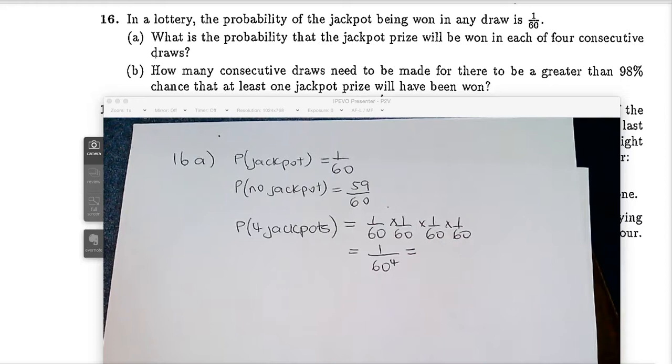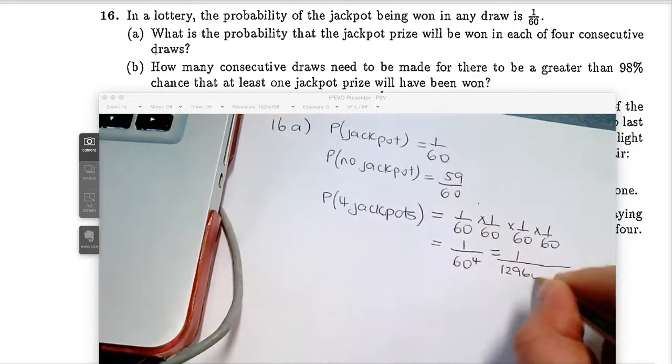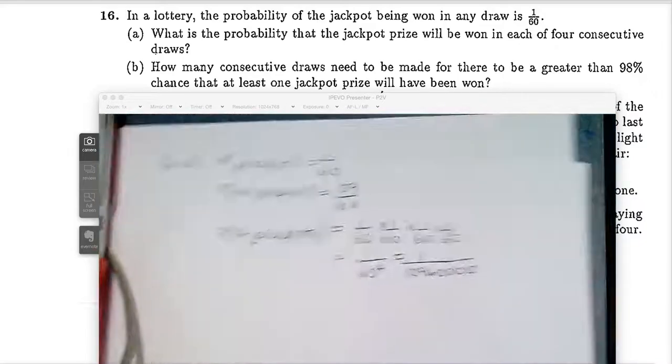1 sec. 12, 9, 6. How many zeros? 4 zeros. Okay, so it's pretty small.